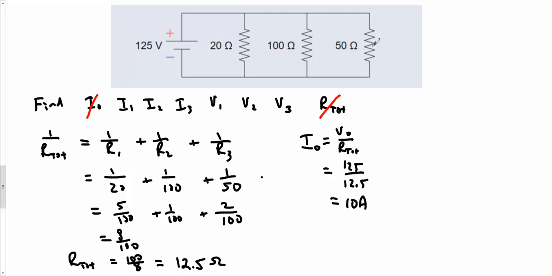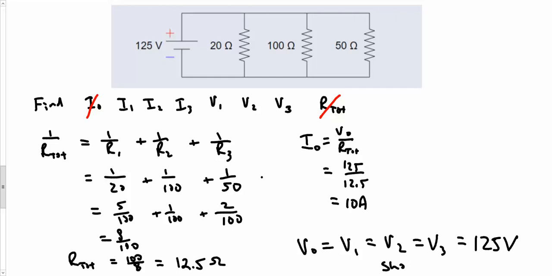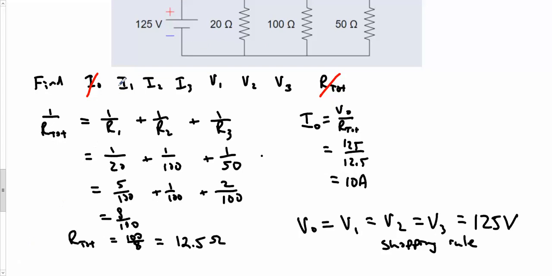It's one of the little tricks of circuit analysis, that things that are parallel to each other have the same potential difference drop. So I'll write it here: V0 has got to be equal to V1, which has got to be equal to V2, which has got to be equal to V3, which is going to be 125 volts because of the shopping rule. Yes?